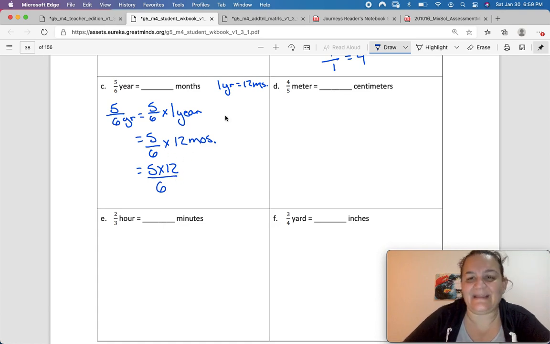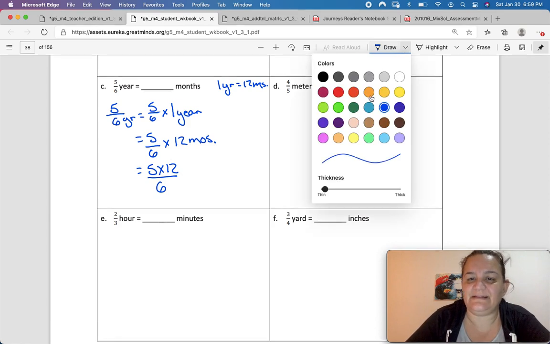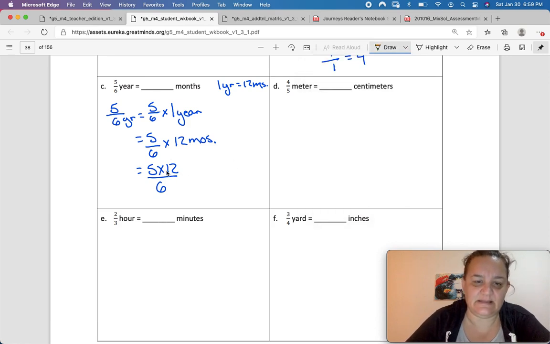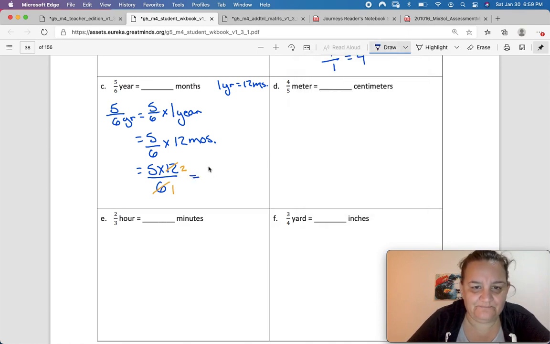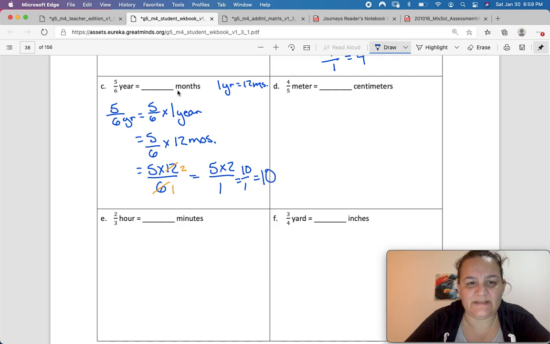And I can see that I can factor this because 12 and 6 are both divisible by 6. So 12 divided by 6 is 2, and 6 divided by 6 is 1. So my new problem is going to be 5 times 2 over 1, and this equals 10. So 10 over 1, or you can just say 10. And what's our label? Months, okay? So then I'm going to go write this answer back up here.